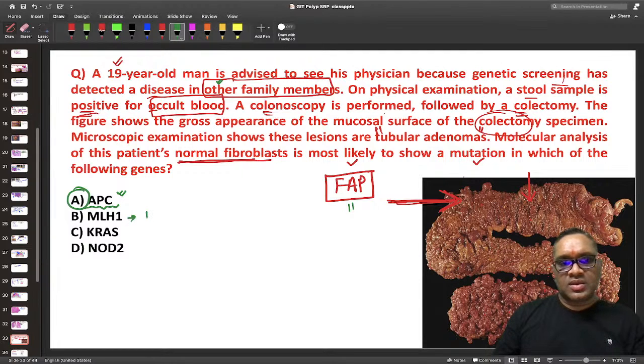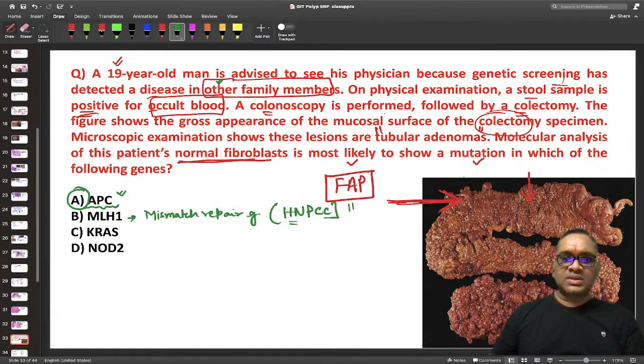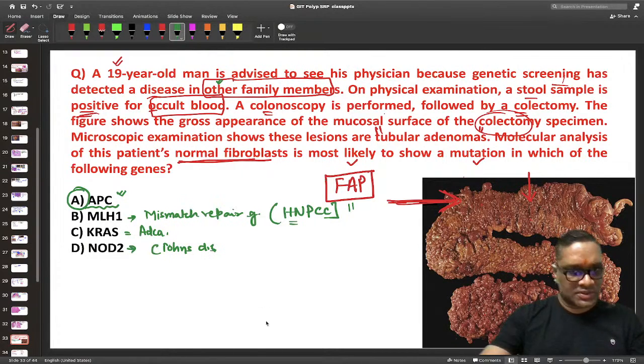MLH1 is a mismatch repair gene, and it is associated with HNPCC, hereditary non-polyposis colorectal cancer, right? So there will not be this kind of big nodules which we are seeing here, right? And KRAS is for adenocarcinoma. So it is not an adenocarcinoma. You are not seeing anything suggestive of adenocarcinoma at present in this specimen, right? NOD2 mutation is present in Crohn's disease, right? So the answer is APC gene mutation, right?